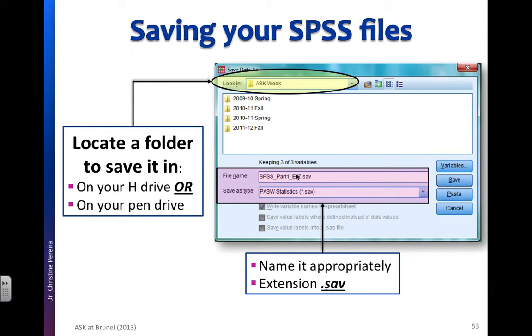And down here, give it a good file name. Maybe date it depending on how many versions of your data you're going to have. And as the save as type, it should say PASW statistics. It's because SPSS has been taken over by IBM and it's no longer called SPSS, it's actually called PASW. And it has the extension .sav, which should automatically appear up here with your file name. So once you've found your folder and given it a file name, go ahead and click on Save.